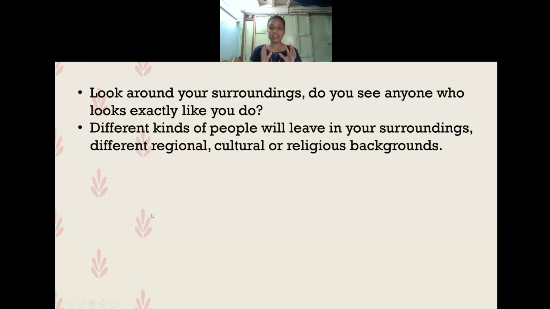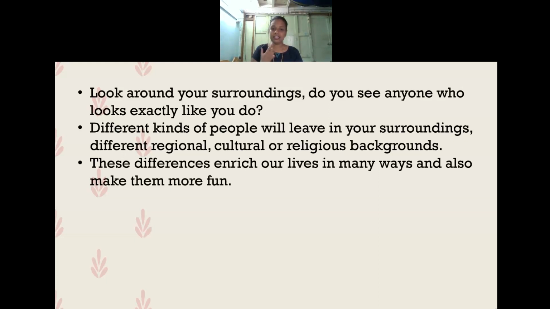So different kinds of people live in your surrounding. Not only male, female, children, adults, but people belonging to different religions, castes, as well as some people who came from other parts of the world and have settled down in your area and are also doing some work. This kind of people you can see exactly in your surrounding.